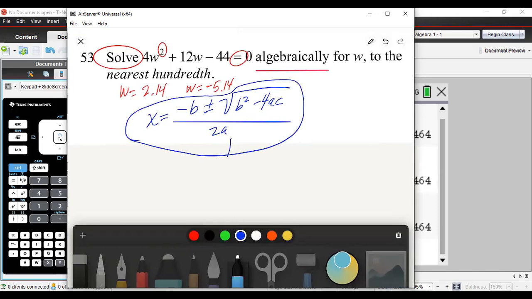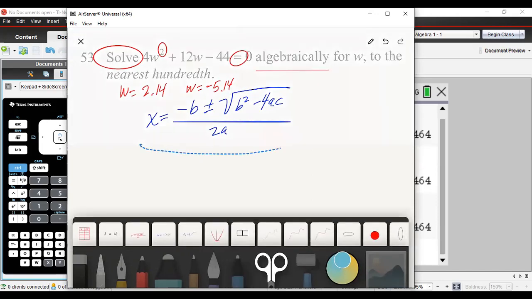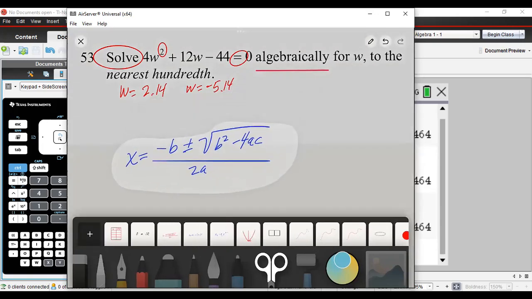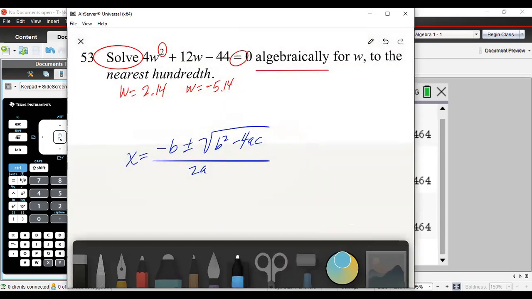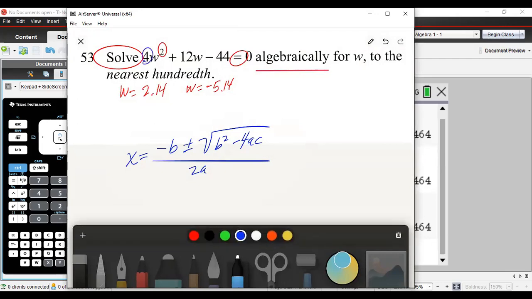Oops, let me do this. I'm going to move this. Oops, that's not what I wanted to do. I want to move it down. The leading coefficient is 4. So that's going to be A equals 4, B equals 12, C equals negative 44.